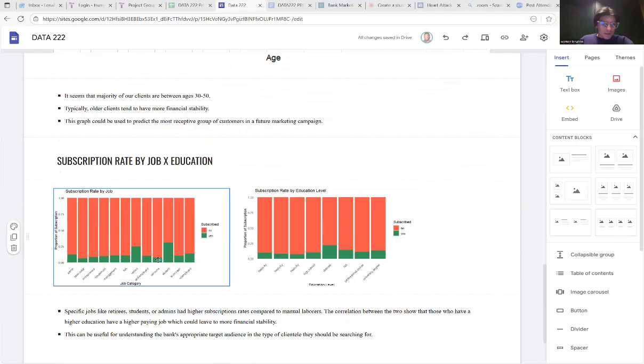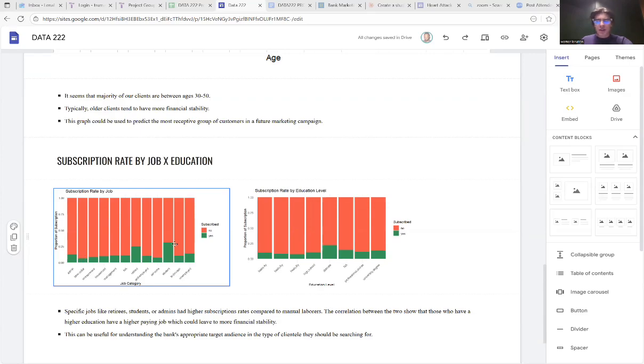Here in the job category, we'll expand on this later, but you can see that most of the individuals that are prone to saying yes are either retired individuals or students. And you can see that a lot of the people that are prone to saying no are either working blue collar jobs or service jobs.